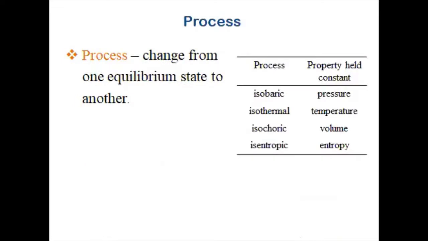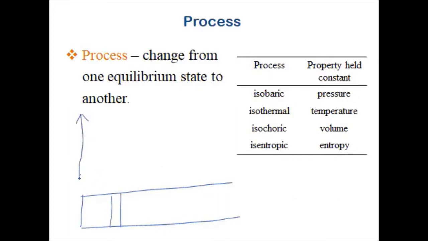Now let's talk about the process. A process is a change from one equilibrium state to another equilibrium state. The series of states through which a system passes during a process is called the path of the process. Let's take an example again. Let's say we have a piston and cylinder arrangement. This is the initial state, and it is described on this thermodynamic plane by I.